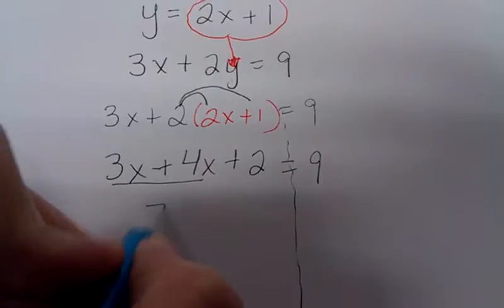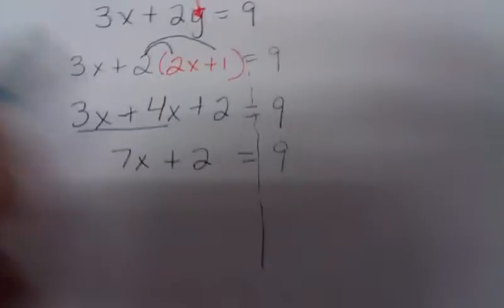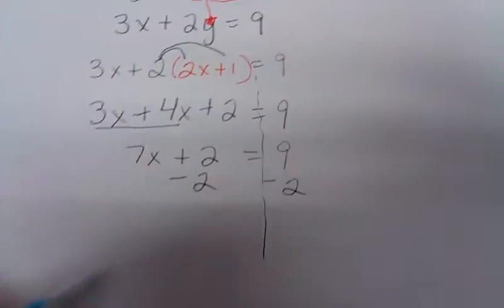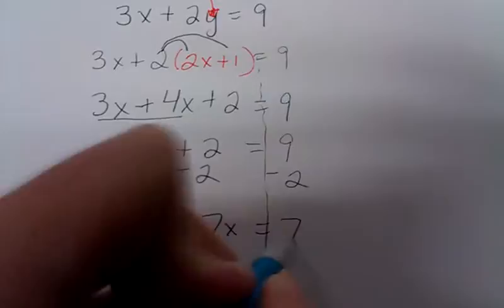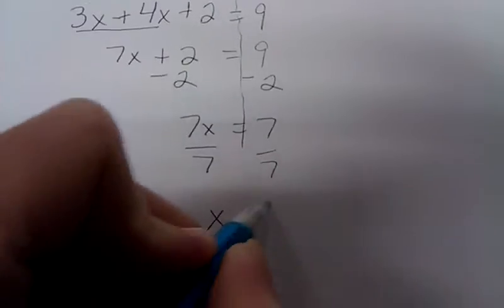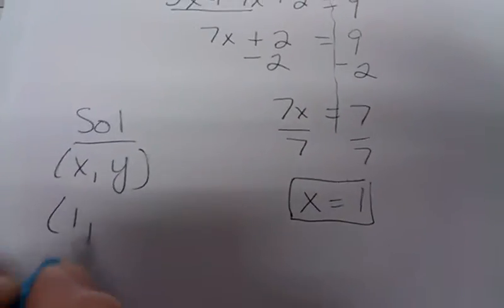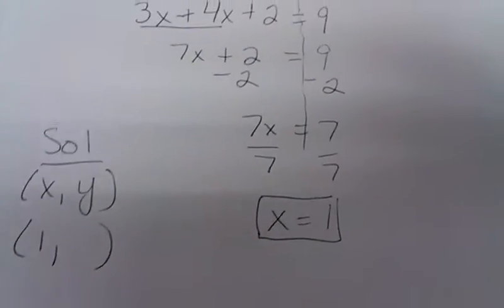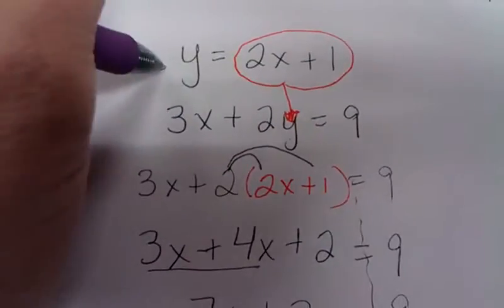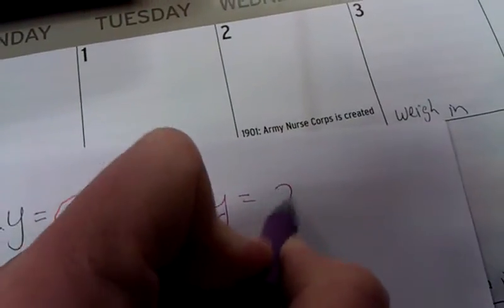Combine like terms. 7x plus 2 equals 9. I will subtract 2 from each side. 7x equals 7. Divide by 7. X equals 1. My solution, x then y. I know x is 1, but I do not know what y is yet. So I will go up and I can use either one of my 2 original equations. I like using the one that's in y equals because it is already set up a little bit easier for me to solve.